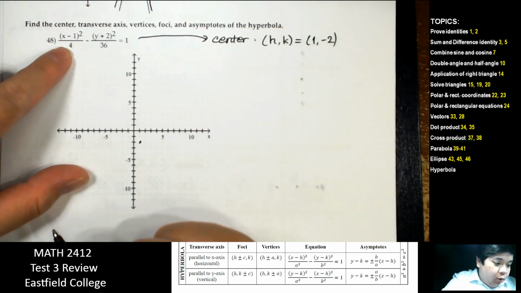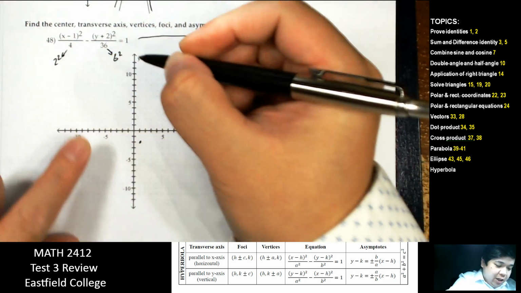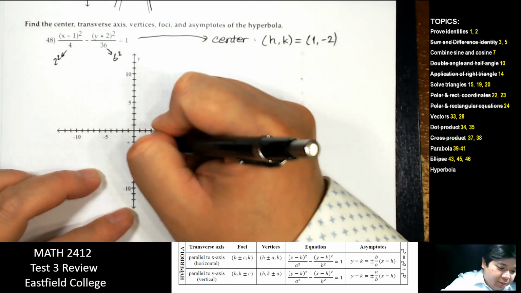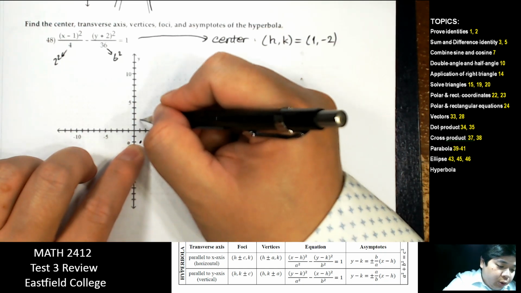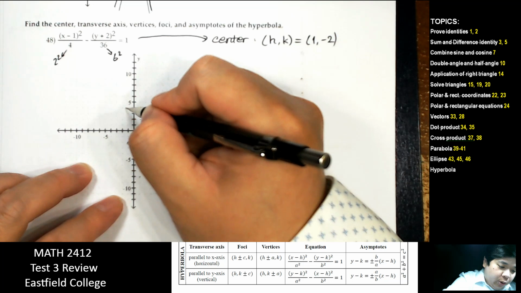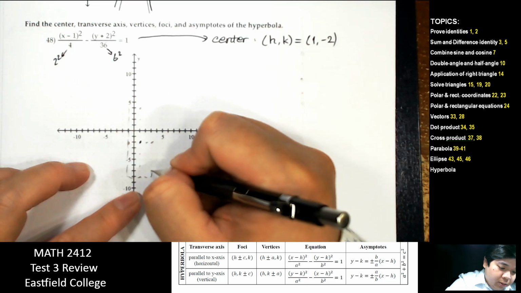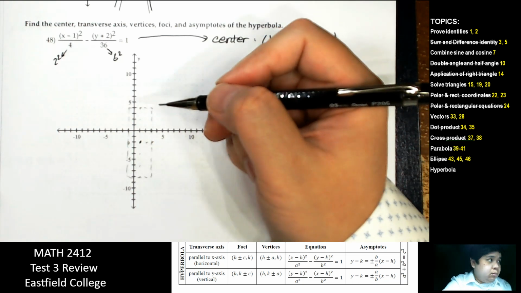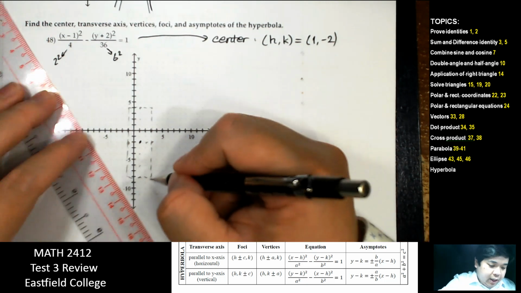Next, this one we go 4. Again, we take the square root, meaning that we go 2 units left and right. 2 units on the left, 2 units on the right. 6 units up, 2, 4, 6, and 2, 4, 6, and we will have a box and the asymptotes.